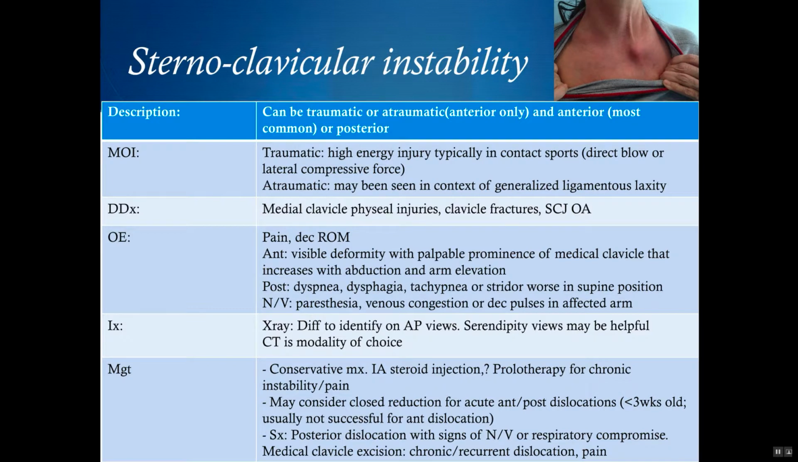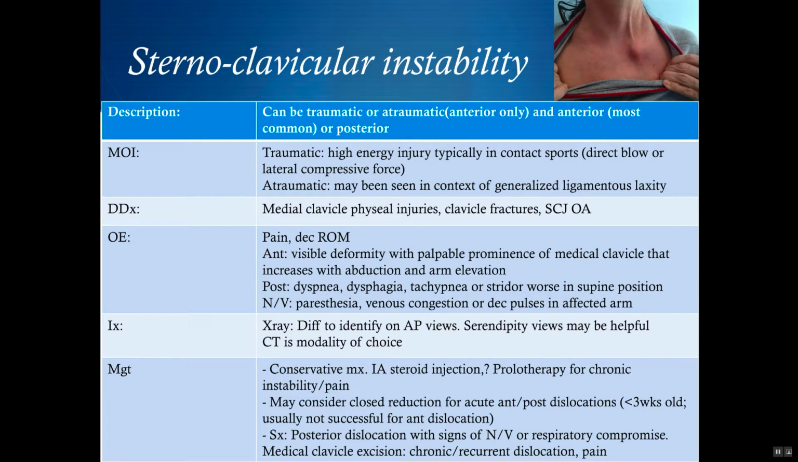In terms of more posterior instability issues, the concern would be for structures posterior to the clavicle. And so you want to worry about the trachea and the neurovascular structures behind. So in these patients, they may present with dyspnea, dysphagia, tachypnea, or stridor that may be worse in supine position. Neurovascularly, they may present with paresthesia, venous congestion, or decreased pulses in the affected arm.